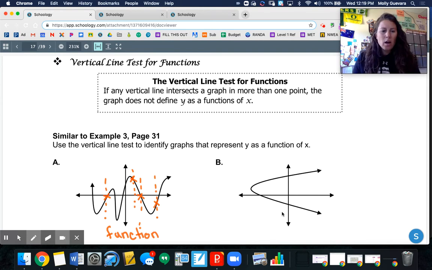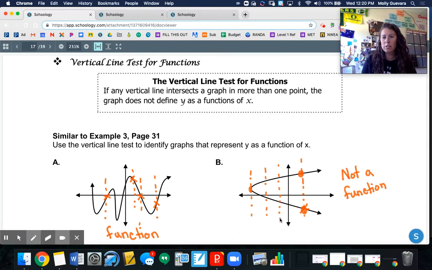Okay? Versus over here at B, if I draw a line here, do we see how it crosses in two spots? It crosses right here and right here, right? So this is not a function. That does not pass the vertical line test. Even though like here, if I draw a vertical line here, it only crosses once, but it has to be any vertical line that you can draw. So even if you can draw one vertical line that crosses more than once, it's not a function.